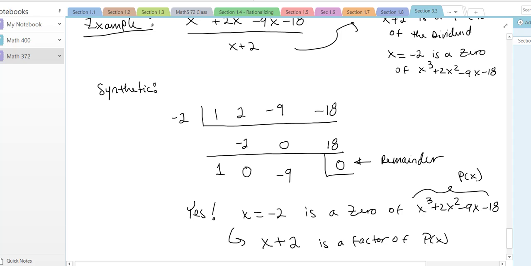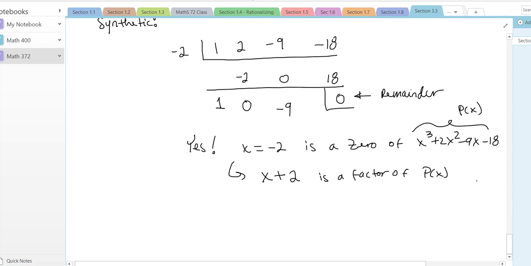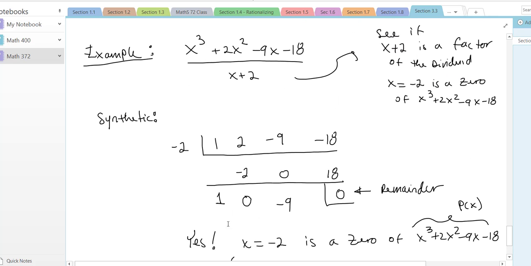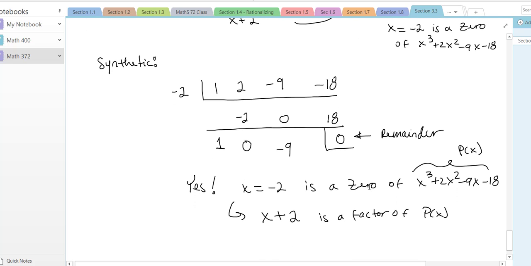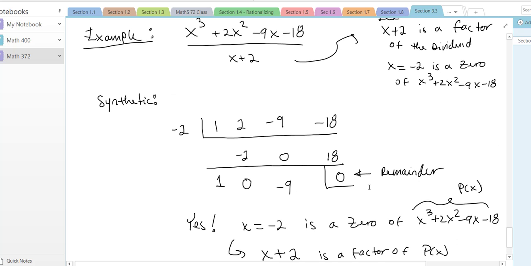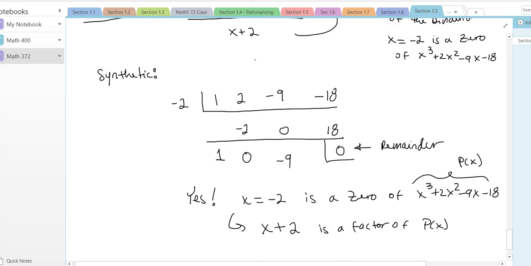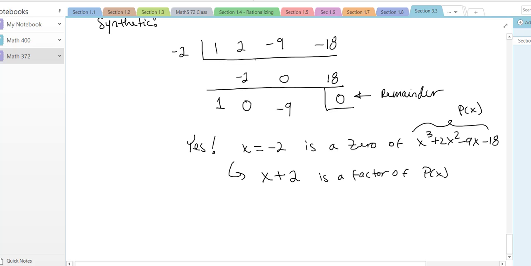Cool. So synthetic division is a short way of doing long division, but the one thing about synthetic division is that you can only do synthetic division when you have a linear term as your divisor, because you're trying to see if something is a 0. So you have to have a linear term in there. And you can check that x plus 2 is a 0 by factoring this out. But we get a remainder of 0, so that tells us that it is a factor.